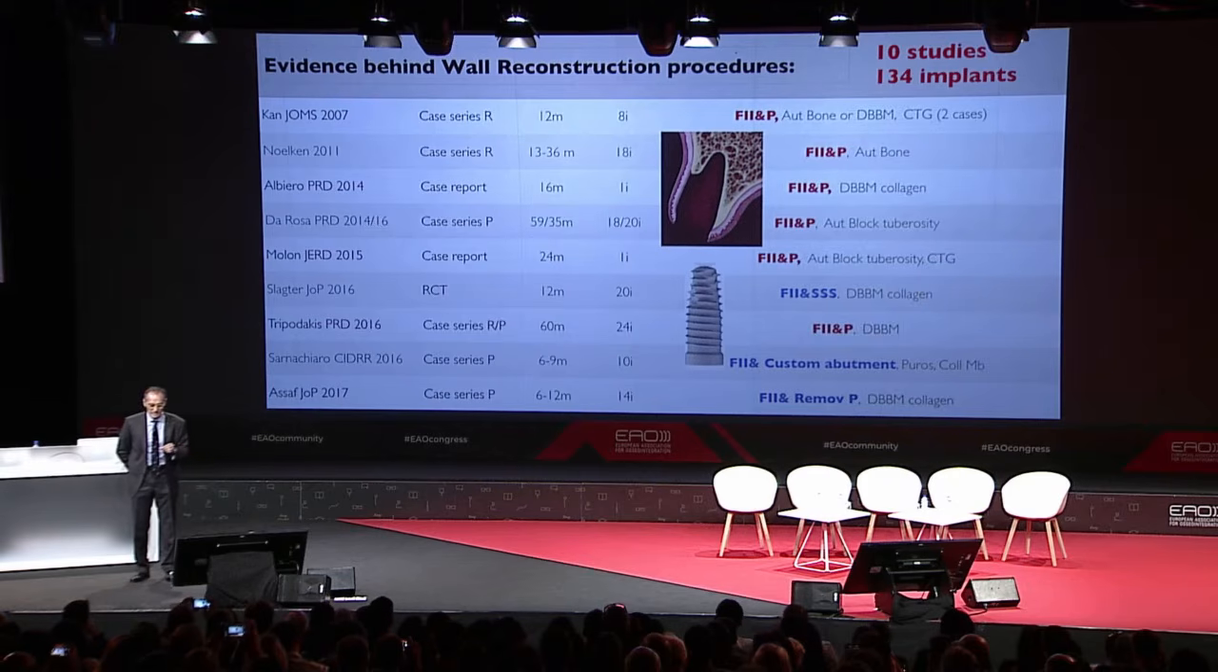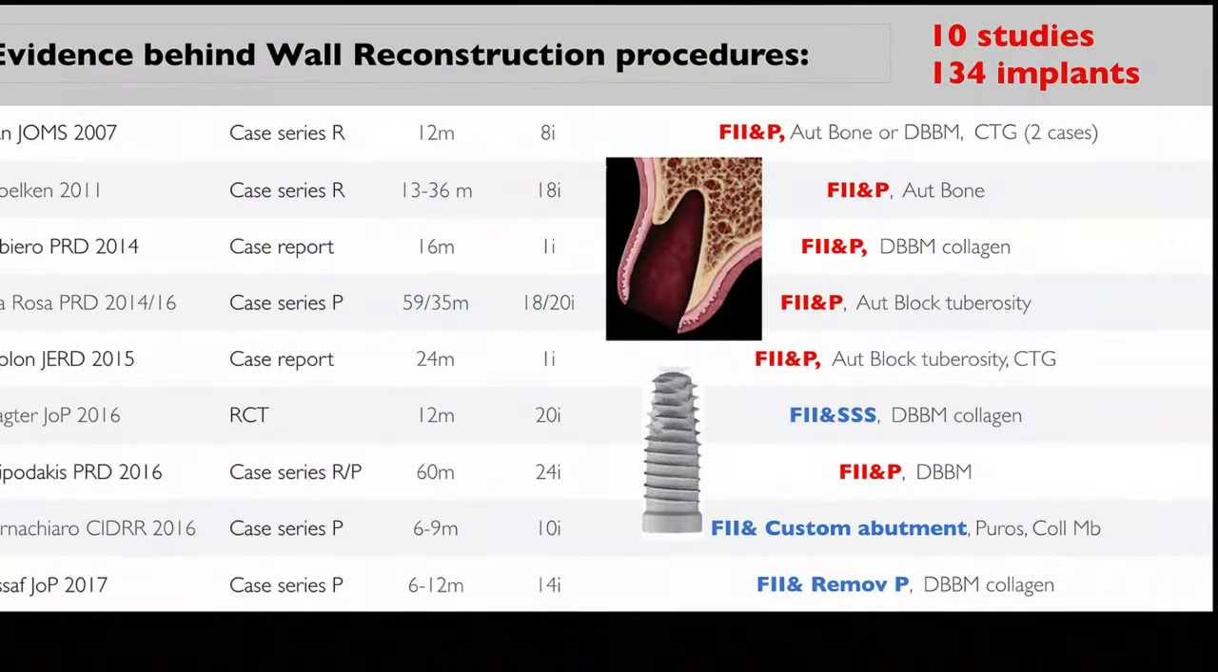In red are the ones that also use a provisional prosthesis, screw retained. And in blue, 3 papers use some other kinds of covering the alveolus, such as a customized abutment, a socket seal surgery, or a provisional prosthesis.